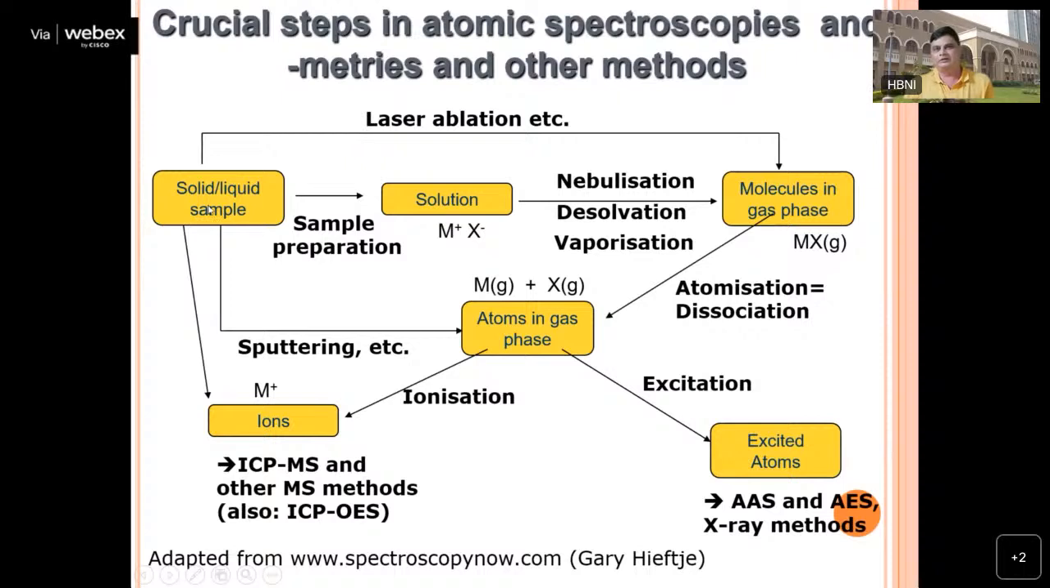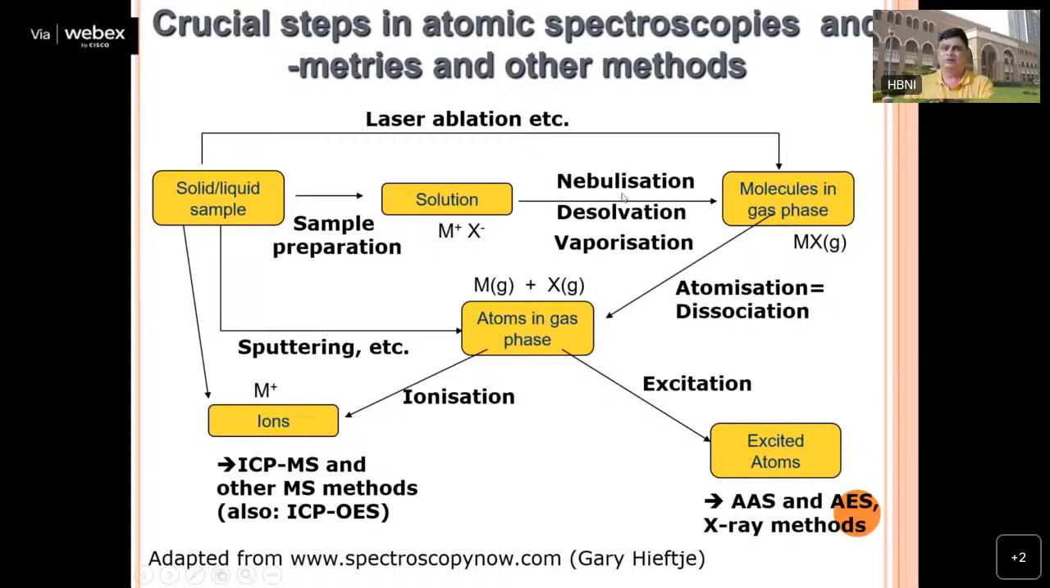So, in the case of a liquid sample, what happens? Say you have a solid sample, so you prepare a solution, a liquid out of it. And once you have a solution, again in the solution you have a compound. So how do you generate an atom from this compound? What are the various steps involved in this?